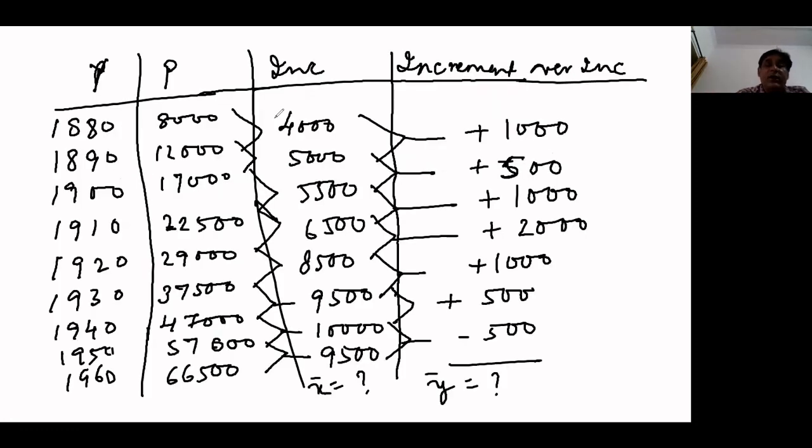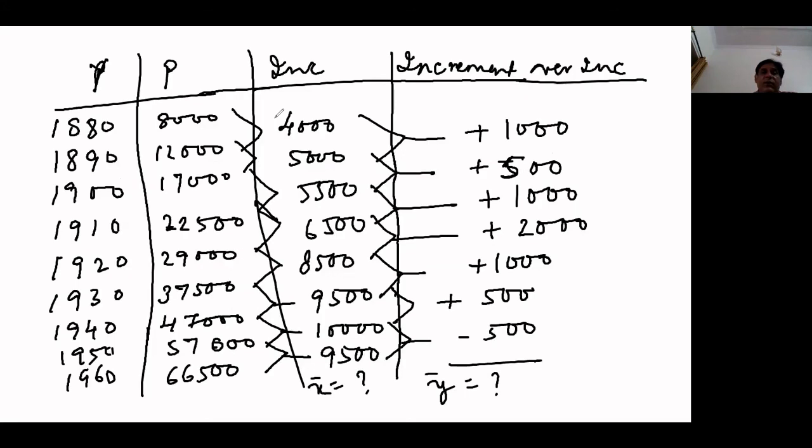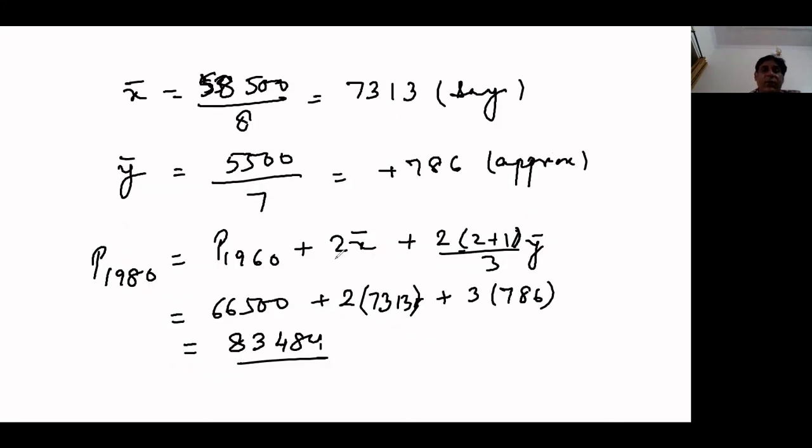We have taken another example for this method, and we worked out the population for the year 1980 when the population of 1960 was given. So the value of n would be 2.